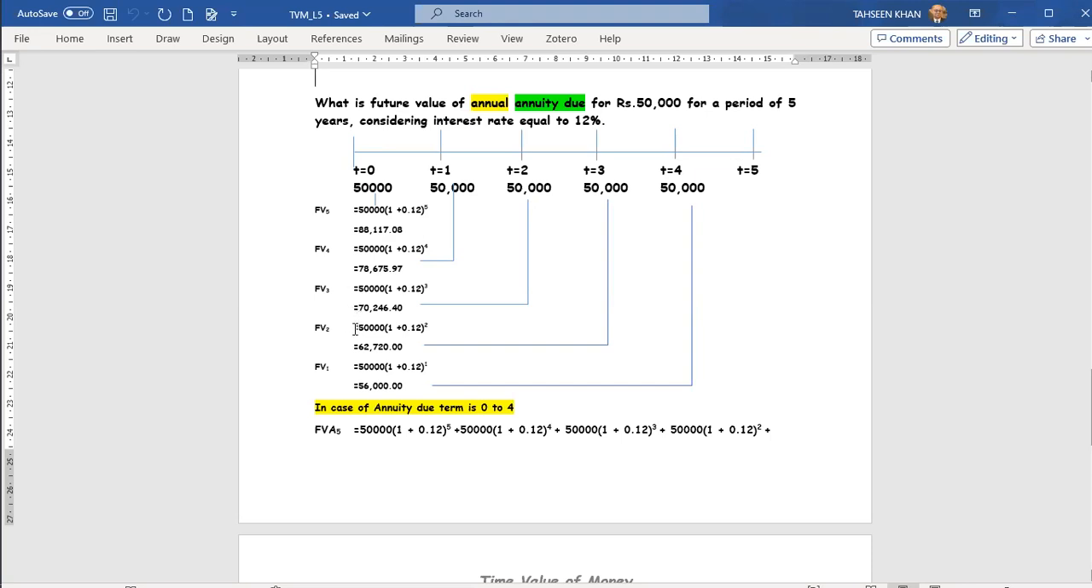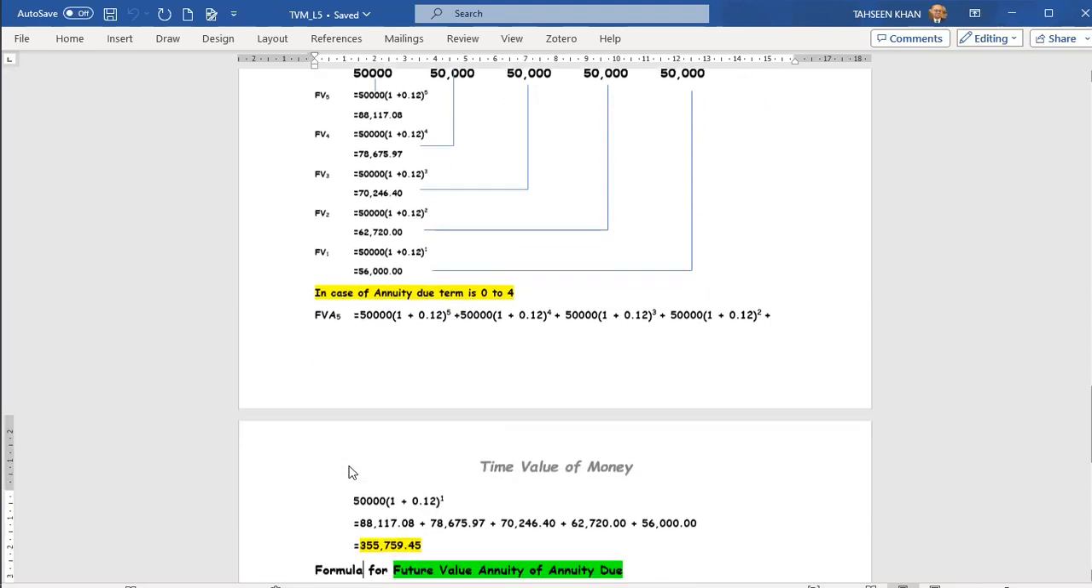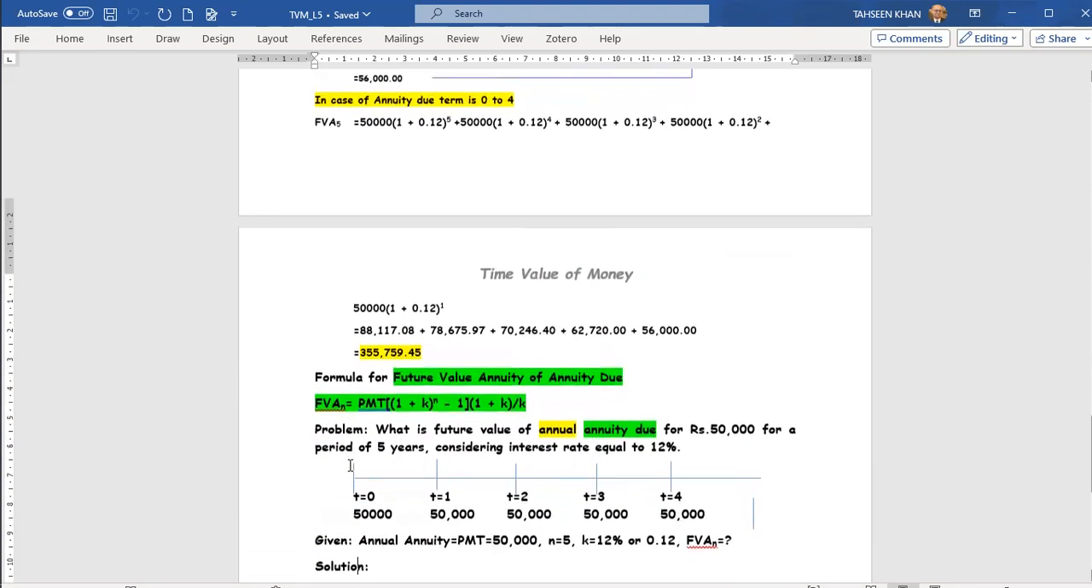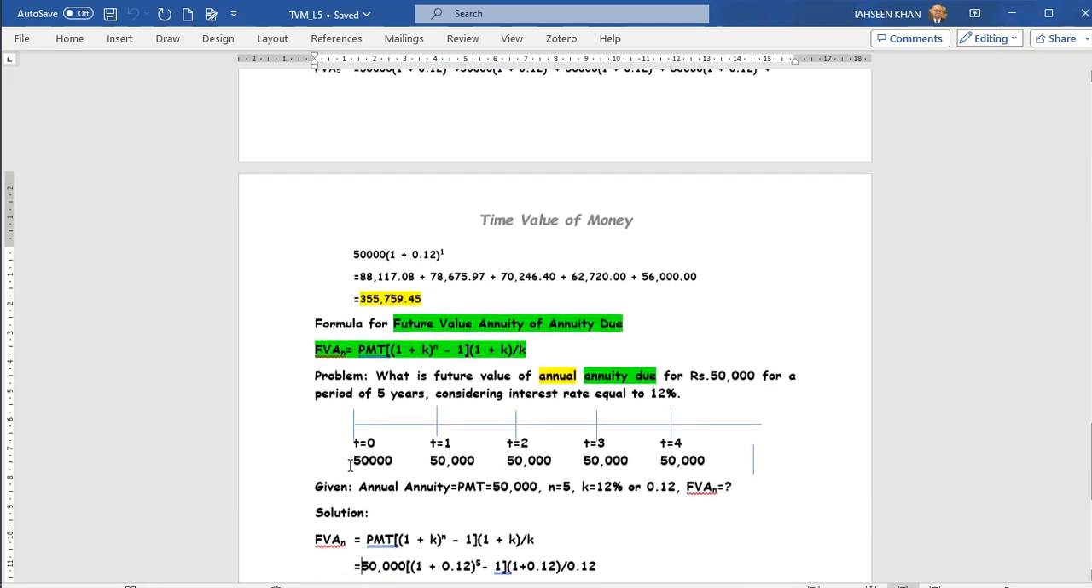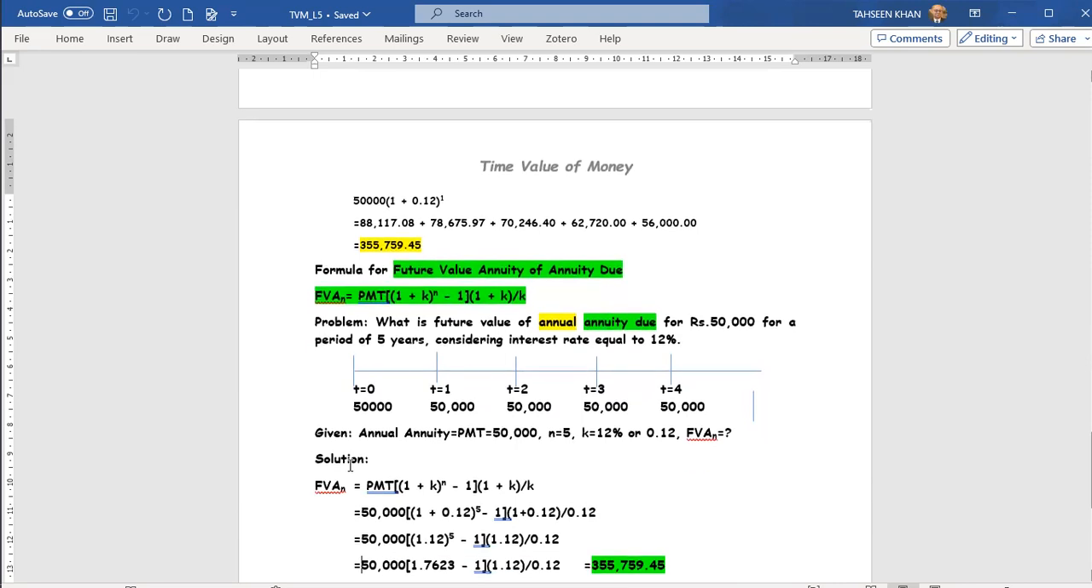You have already done these practices in the previous lectures. You can easily do it. After summing all these values, the answer comes equal to 355,759.45. Now we are going to solve the same question by applying the formula.